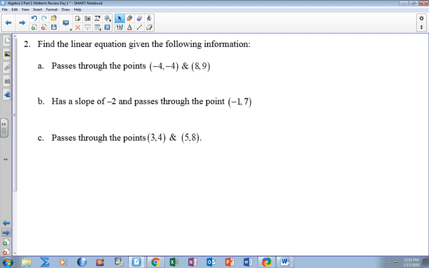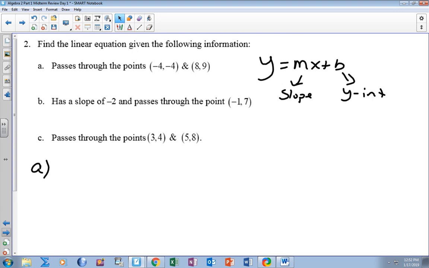Okay. So for A, I'm going to do the work down here. For A, they gave me 2 points. So we know that the equation of the line is y equals mx plus b, where b is my y-intercept and m is my slope, and x and y are just points. They gave me 2 coordinate points, and I can use those to find the slope. So that's the first thing we're going to do.